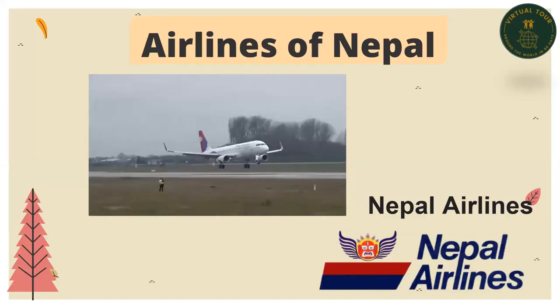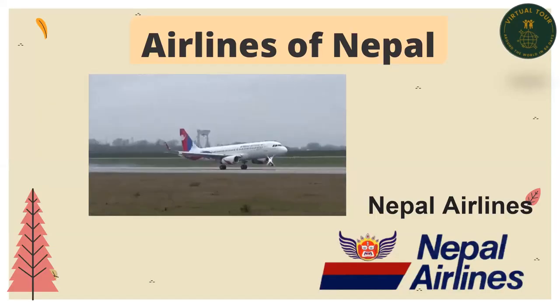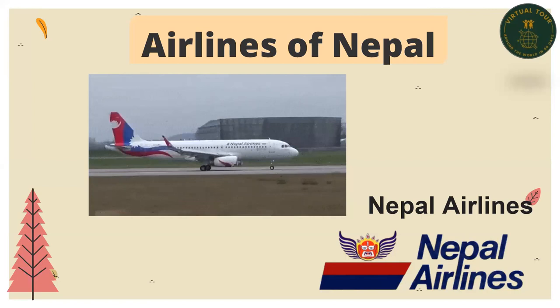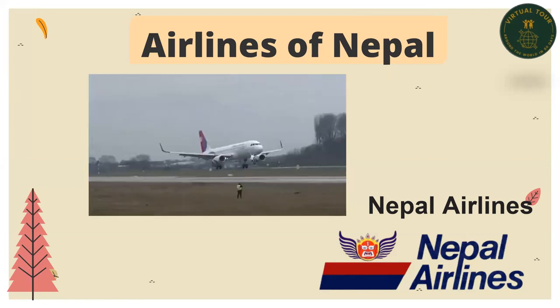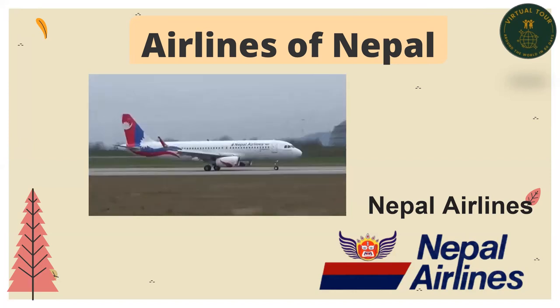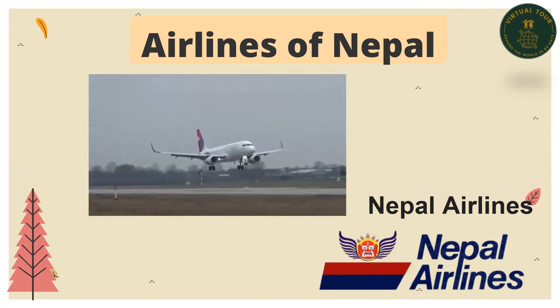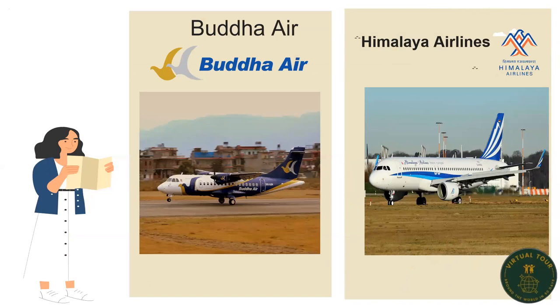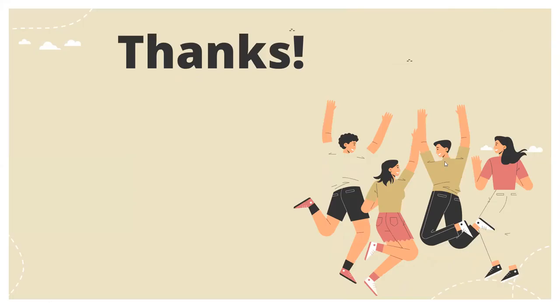Okay, so coming up to the national airlines. Nepal Airlines is the flag carrier, and here you can see the logo as well. Other than Nepal Airlines, this country has two other major airlines. One is Buddha Air, and the second is Himalaya Airlines. So that was all about today's tour to Nepal.